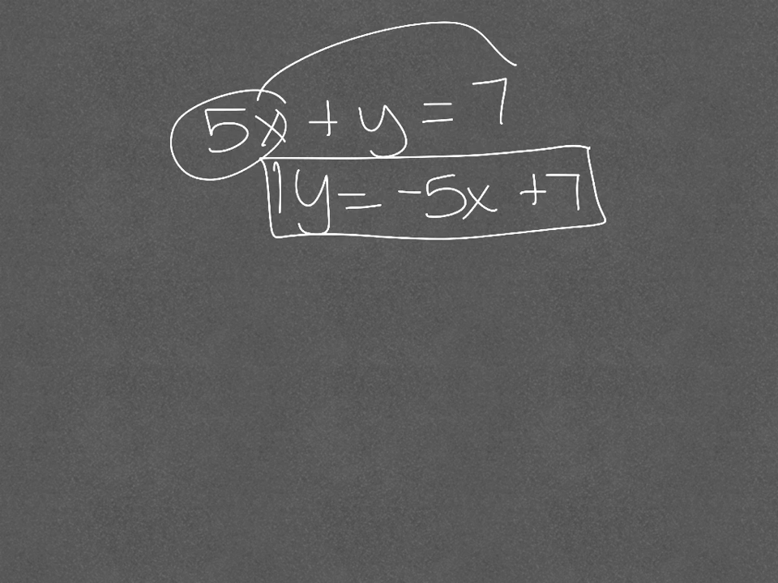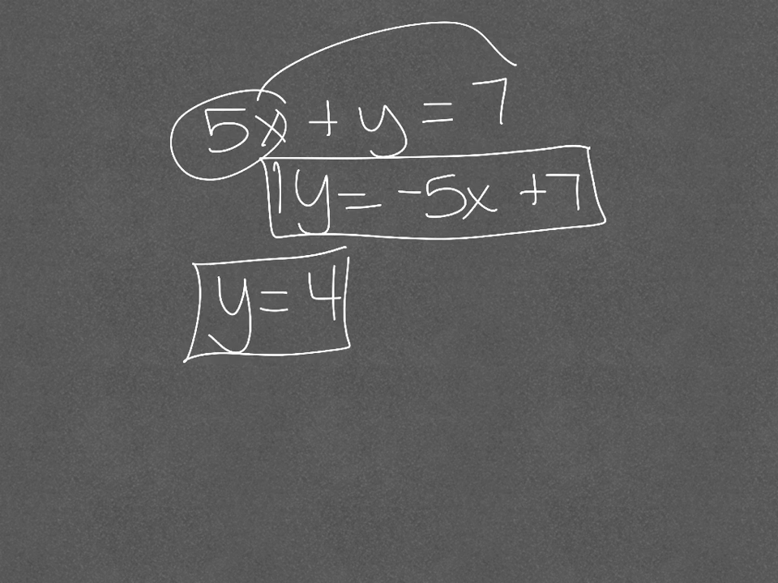What if they gave me the slope-intercept form of y equals 4? Well, there's no x, there's nothing else. In fact, you just leave it like this because it's a horizontal line. Okay?